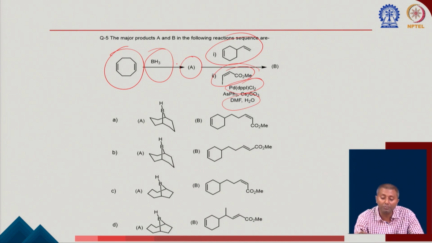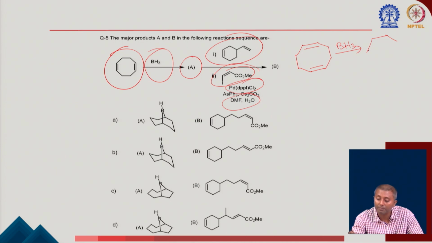Okay, we have already learned that if you have a cyclooctadiene, and you treat with BH3, the first thing will be hydroboration. Of course, the BH3 will be with SMe2 or diethyl ether. So it is going to form the corresponding BH2, and then it will go for another internal hydroboration to form BH. Okay, so that will be your compound A.